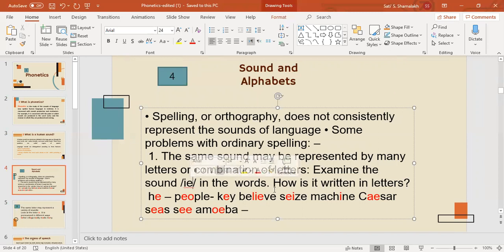Now, look at these words. How is it written in letters? He, H, E, just only E. But look at people. P, the sound E. How many letters do you see here? E and O, but it is pronounced E. People. Key, E, Y, together make the sound E. Believe, I-E, which is the sound E.